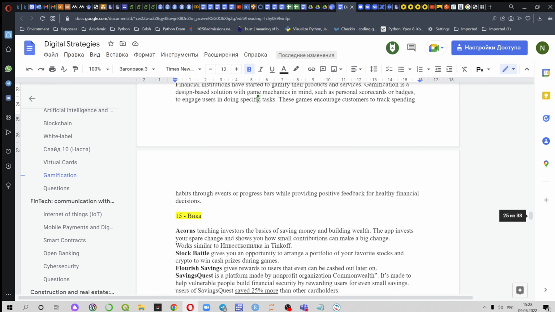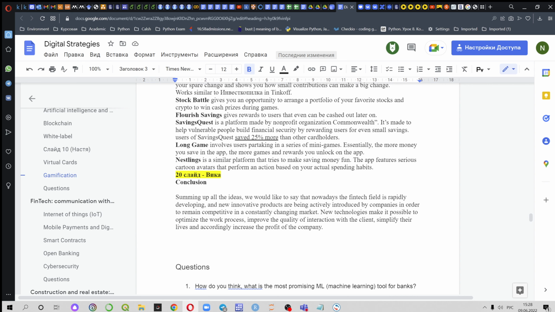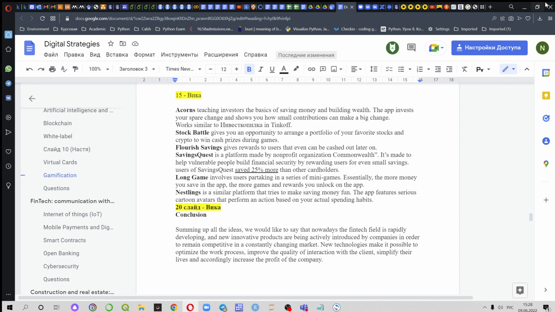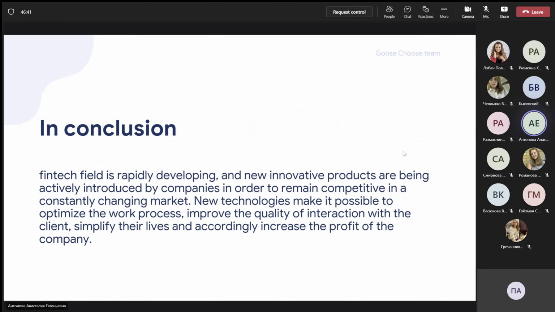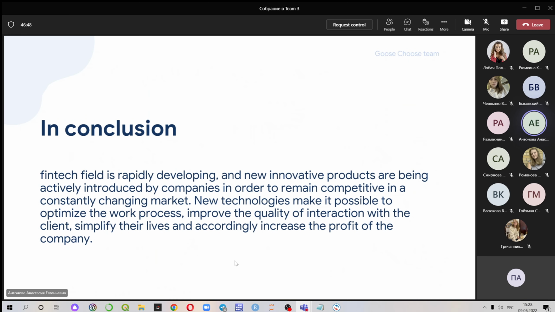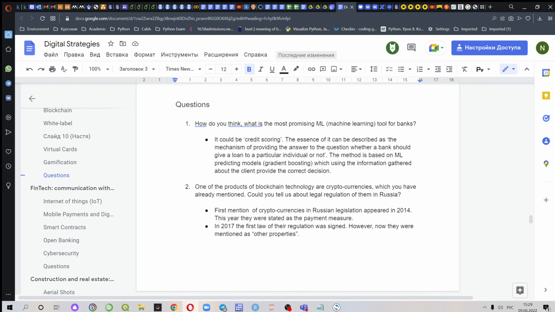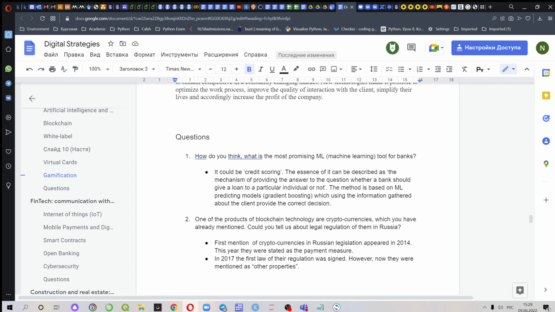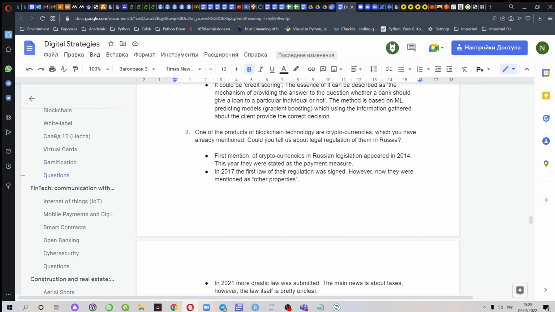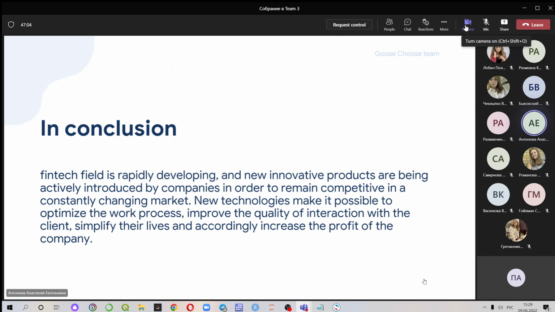And it was the last technology that we wanted to present to you. In conclusion, summing up all the ideas, we would like to say that nowadays the fintech field is rapidly developing and new innovative products are being actively introduced by companies in order to remain competitive in a constantly changing market. New technologies make it possible to optimize the work process, improve the quality of interaction with the client, simplify their lives, and accordingly increase the profit of the company. And that's all that we wanted to say. We are ready to answer your questions. Thank you for your attention.